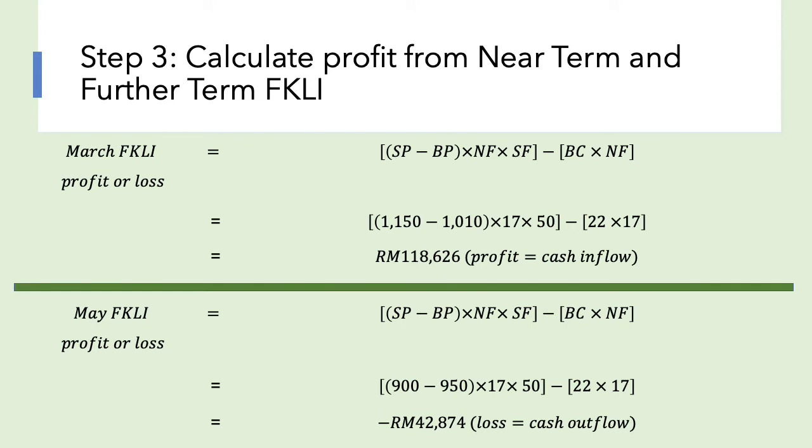Step number 3, you need to calculate profit from near term and further term futures. For near term futures, you get positive 118,626, which is the profit, so equal to the cash inflow. For May FKLI, you get negative 42,874 ringgit, which is a loss, so loss is cash outflow. If you look at step number 3, I change the formula to FKLI formula. So if you answer spread question for FKLI contract, step number 3, you need to change to FKLI contract formula.